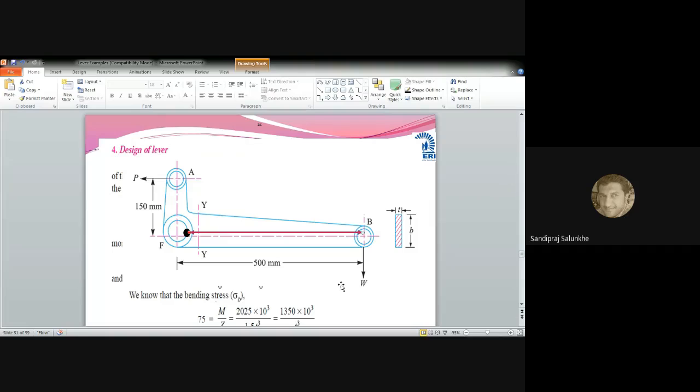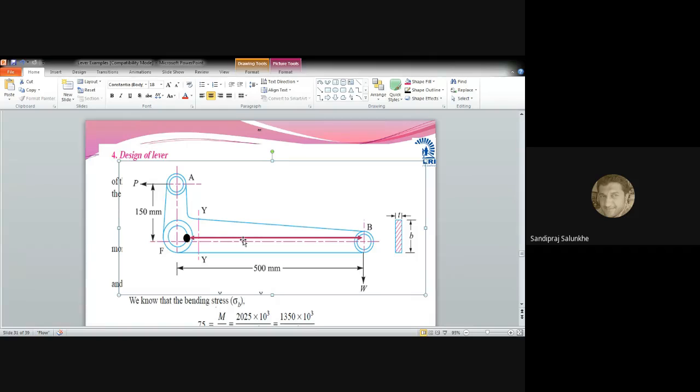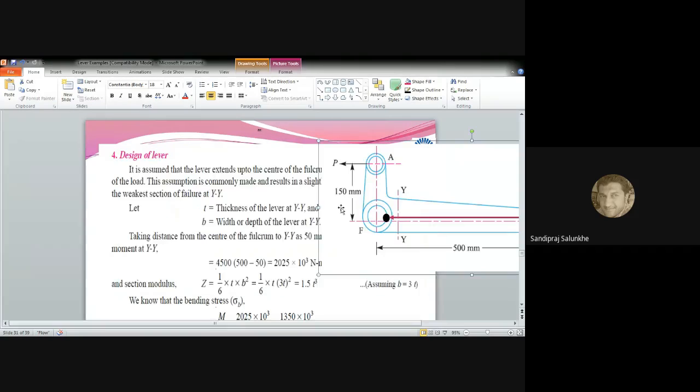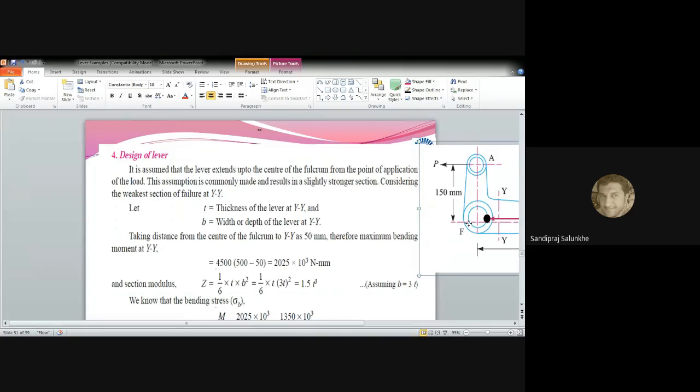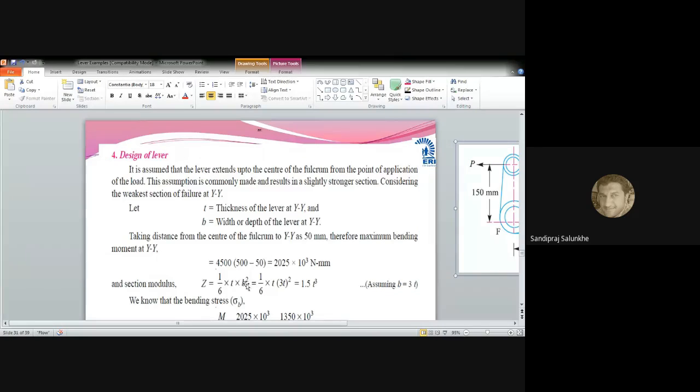Am I right? So the bending moment which we have calculated is W multiplied by distance. That is 4,500 multiplied by the distance, which is 500 minus 18, and that will be 2025 into 10 raised to 3.